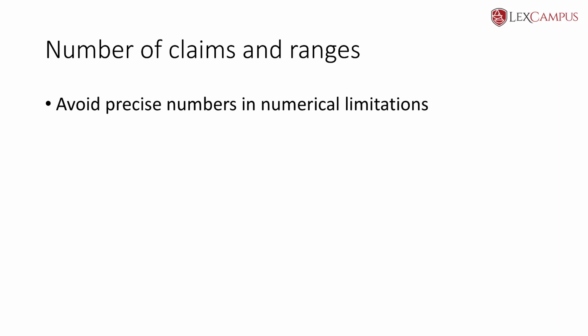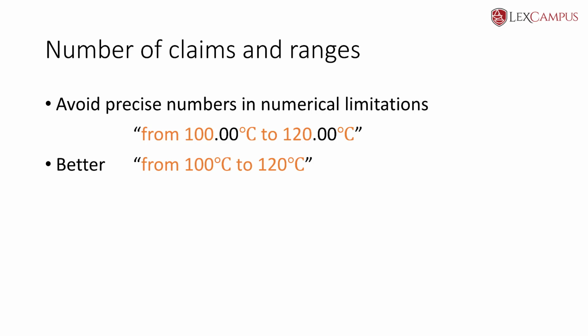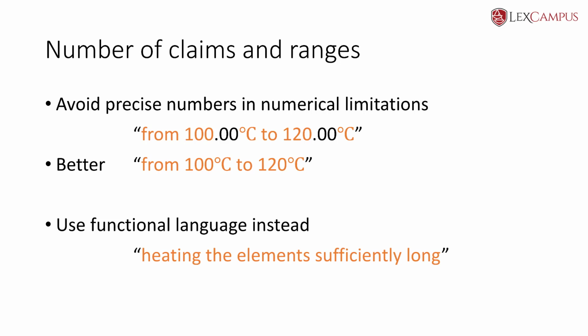You should also avoid precise numbers in numerical limitation. For instance, if temperature is defined using a decimal, in this case from 100.00 to 120.00, there'll be some significance attributed to what follows the decimal. Rather, it's better to claim it this way, 100 degree to 120 degree. Now you could use functional language which describes the function, heating the element sufficiently long, and you can describe what sufficiently long is in dependent claims. The sufficiently long can be a range of a temperature. So the functional language allows you to capture a broader part of your invention.